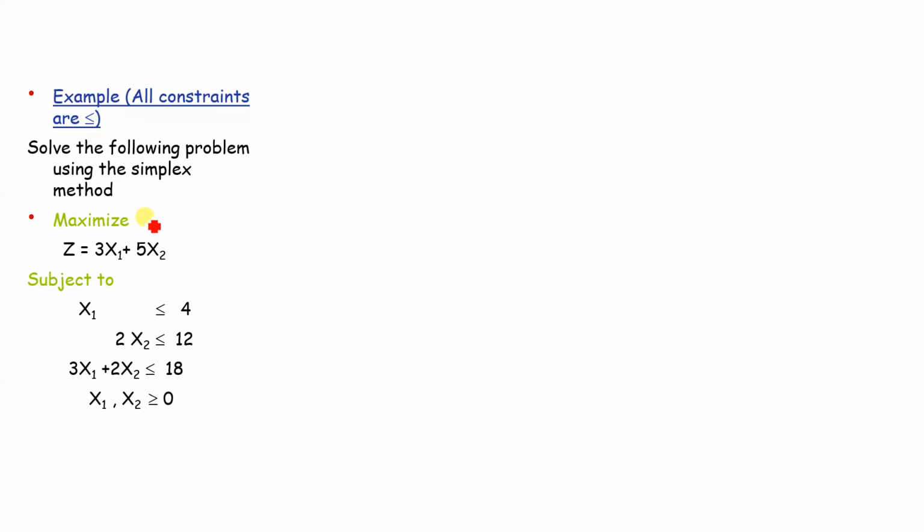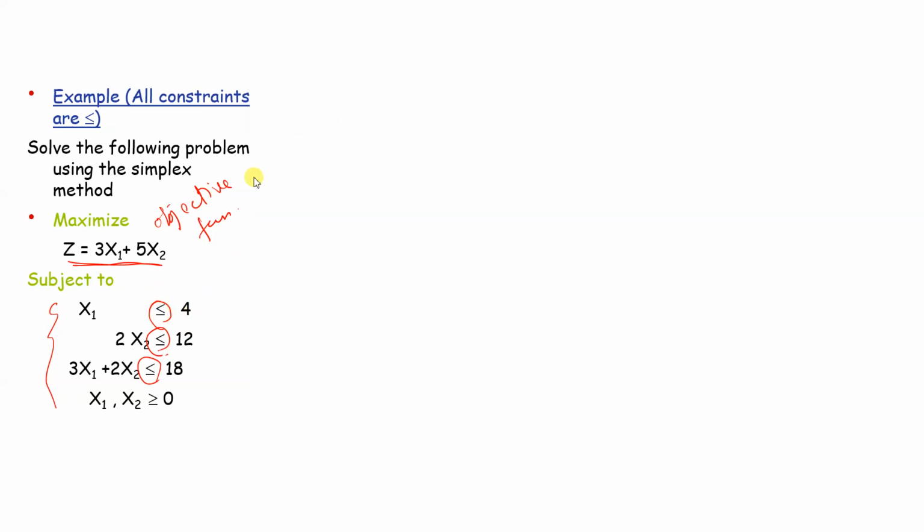In this example, we have to maximize this function, called the objective function: Z is equal to 3x1 plus 5x2. And these are the constraints. Subject to these constraints, we have to find the optimal value, that is, the maximum value of this function. All the functional constraints are inequalities of the less-than-or-equal form.